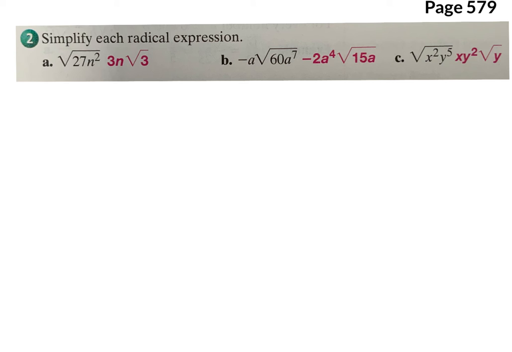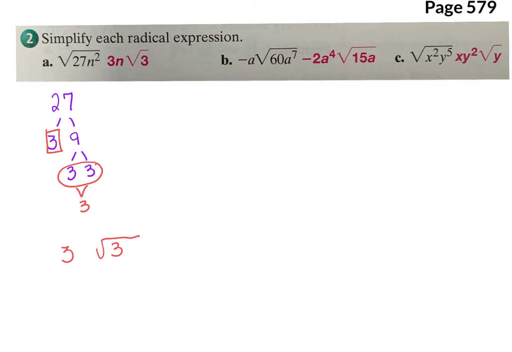For 27n squared, let's look at the number first. 27, well, the prime number that goes into that would be 3 times 9. And then, of course, 9 would be 3 times 3. And so if I group it, we can take a 3 out. So a 3 will go on the outside. And then this 3 right here does not group, so it is going to be on the inside.